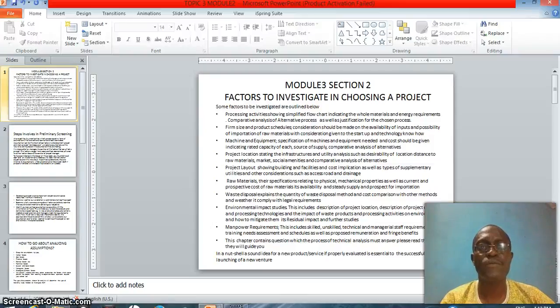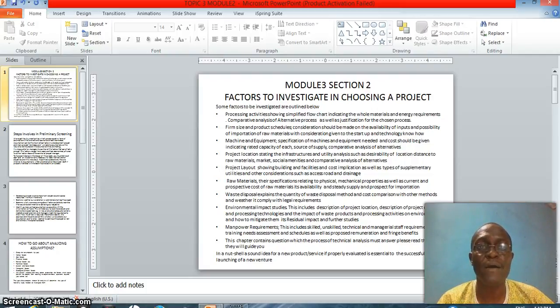Good afternoon, my student. We are continuing with topic 3 of your work, and we start with factors to investigate in choosing a project. The factors of investigation are outlined below. First, processing activities, showing simplified flow charts indicating the whole materials and energy requirements, a comparative analysis of alternative processes, as well as justification for the chosen process.